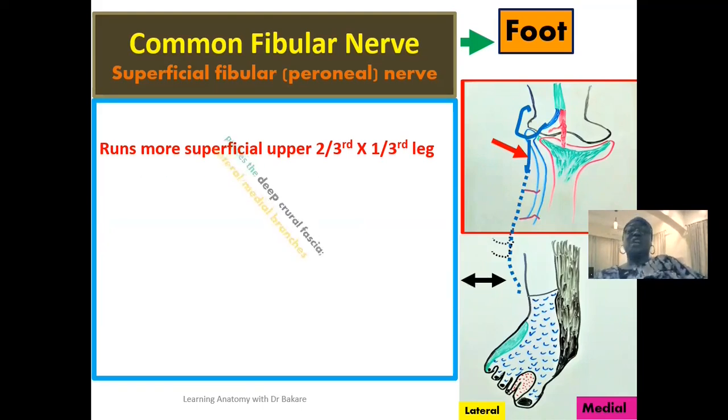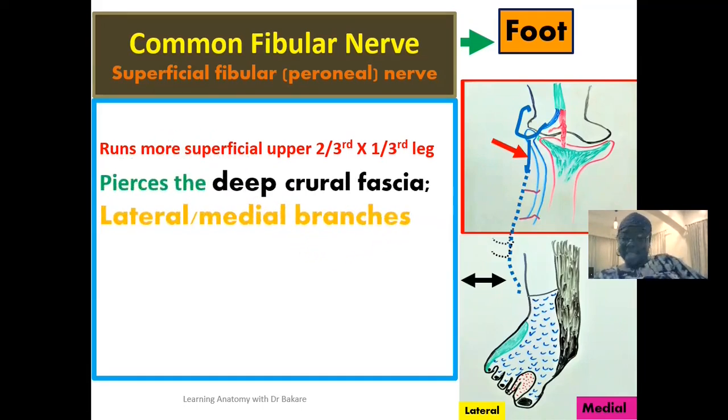And at this region, we have the superficial fibular nerve piercing the deep crural fascia. This is the deep crural fascia here highlighted in blue. This deep crural fascia is located at the superficial part. It is the fascia that surrounds the muscles of the leg. So you see the superficial fibular nerve, driving more superficially, and at this region is able to pierce the deep crural fascia. So as it pierces the deep crural fascia, you see it finally terminating into the medial and also the lateral branches.